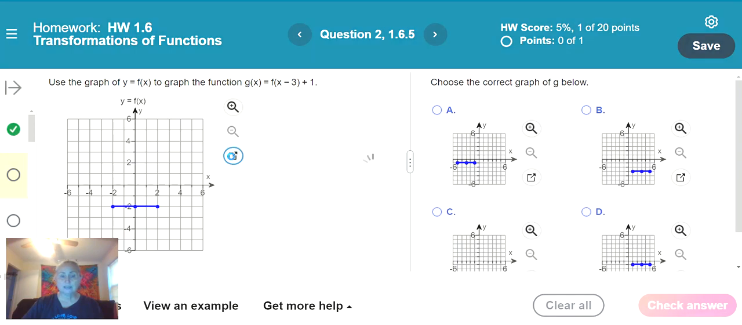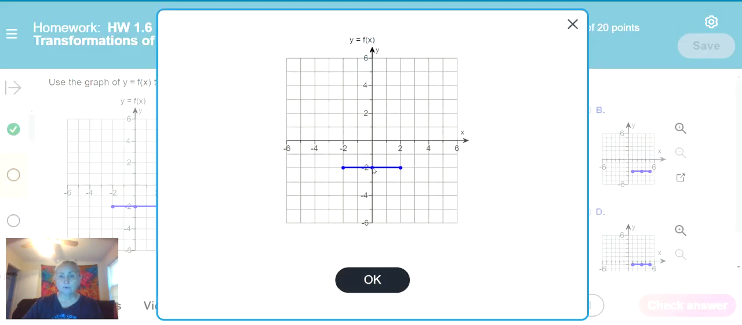And I'm going to take that graph. See this middle point on this little graph? I'm going to go to the right 3, 1, 2, 3, and we'll go up 1. So that little middle point should be located at 3, -1.